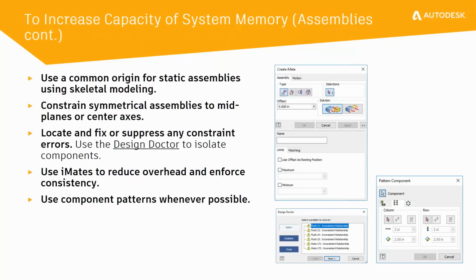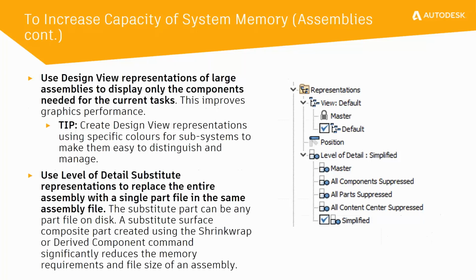Furthermore, in assemblies, you can use a common origin for static assemblies using skeletal modeling. We talked about that in part 1 of our session. You can constrain symmetrical assemblies to mid-planes or center axes. Look to locate and fix or suppress any constraint errors. And you can use the design doctor to try and help you isolate and resolve those issues. Use iMates to reduce overhead and enforce consistency, and use component patterns whenever possible.